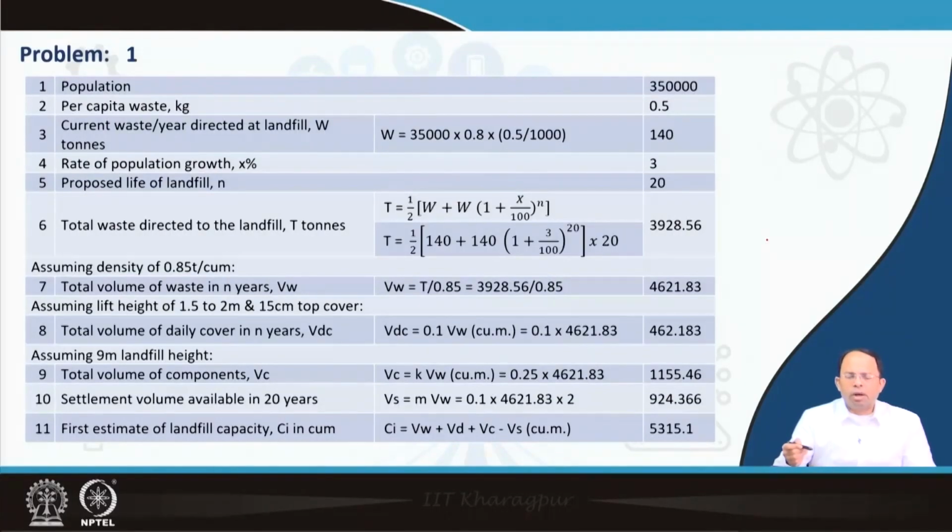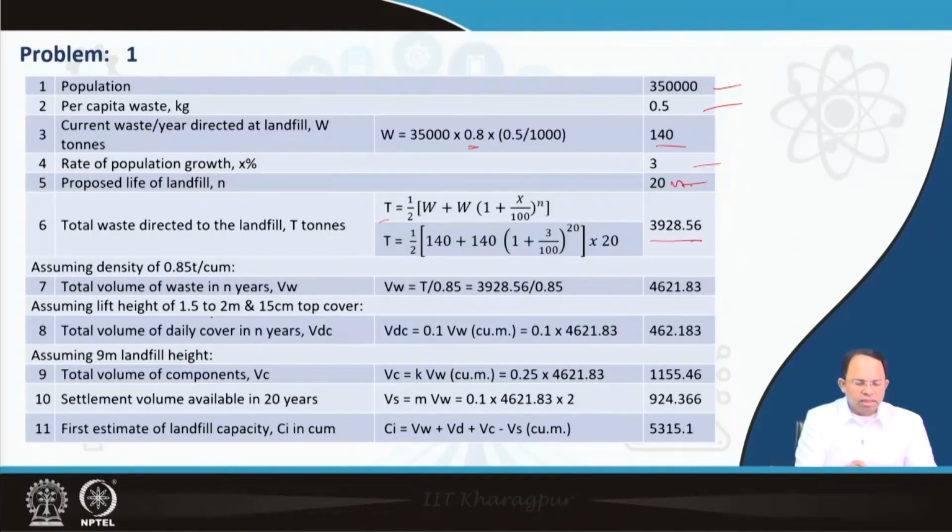So going into the problems, we will follow the same procedure given by CPHEEO. Population is 3.5 lakhs, per capita 0.5 kilograms per day. Current waste per year which goes into the landfill site in tons, W tons, is 80% because 20% is recycled, so it comes to 140 tons. Rate of population growth 3%. Proposed landfill life is 20 years, which is N. So we can determine the total quantity of waste generated, which comes to around 3928 tons of waste.